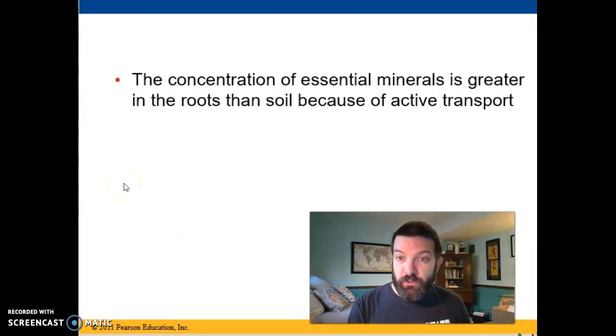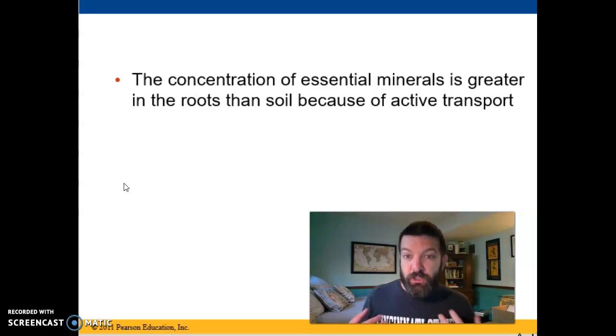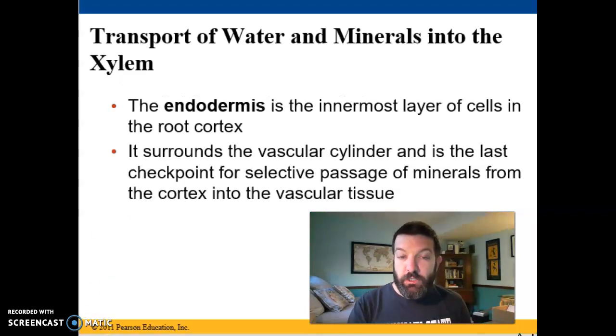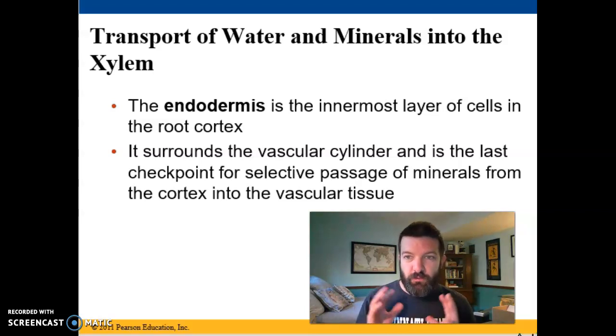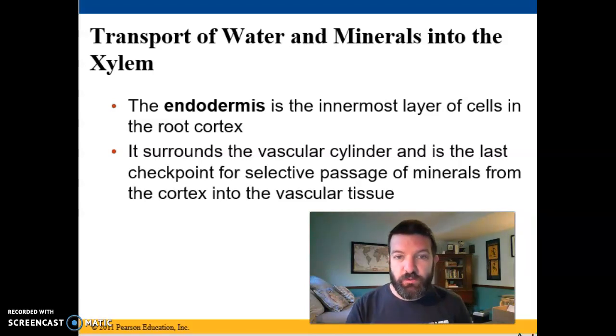And the concentration of solutes and minerals is greater in the roots than in the soil, partly because of active transport. Plants will expend energy to move minerals and solutes into the roots, and then water follows that. As water moves in, it eventually runs into the endodermis, which is the innermost layer of cells in the root's cortex, and it's around the vascular cylinder.